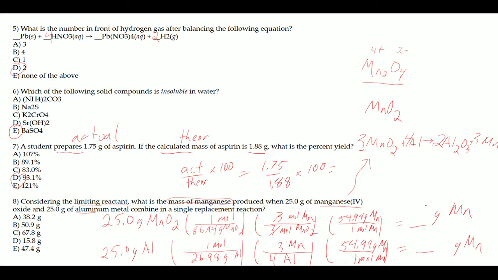So for the top one, I get 15.8 grams. The bottom one, I get 38.2 grams. I picked the lesser of these two, so it's the top one, 15.8. The answer should be D.